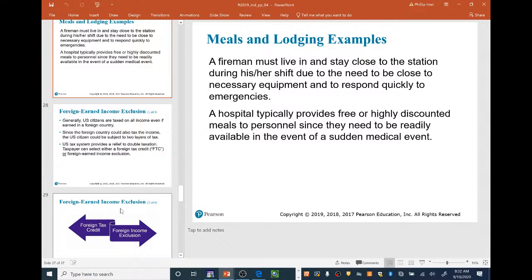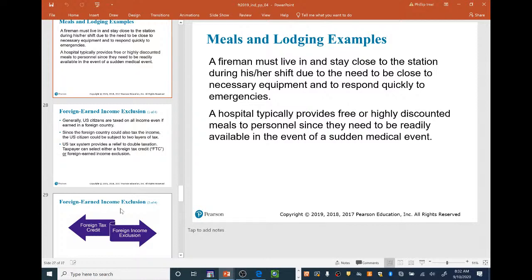So once again, just like the example about the day restaurant manager needing to be there through operational hours, these are just some more examples of how it's for the convenience of the employer in order for these meals and lodging examples. So once again, there's one with the firemen and then with hospital staff.